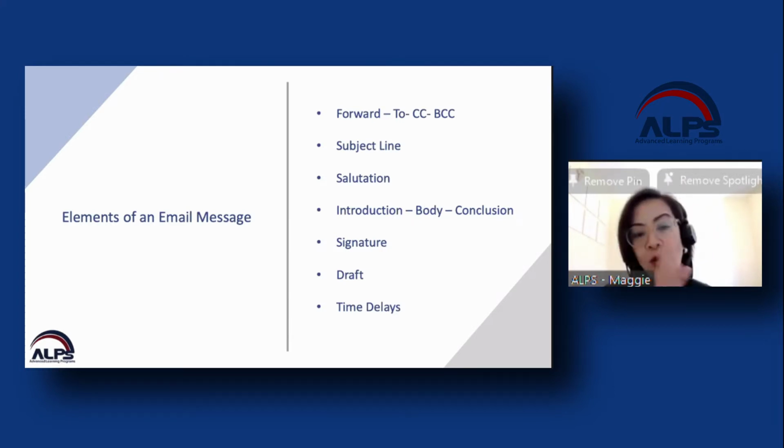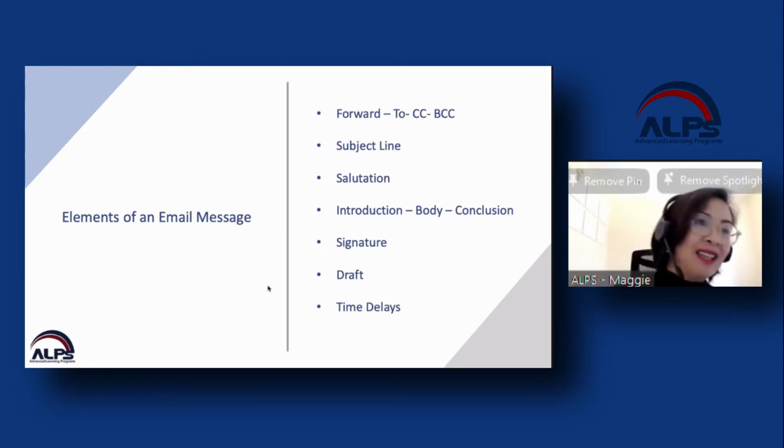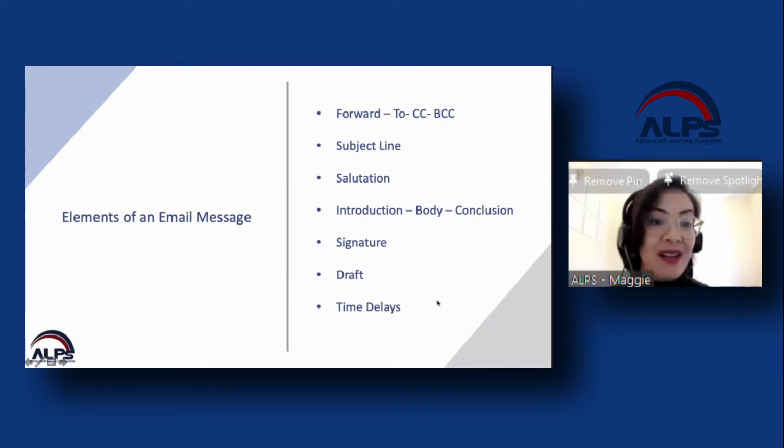In the body, there's also a structure. So you have the introduction. This is the body of the message already. So you have the introduction, the body, and then the conclusion. All emails should have a signature. Best if you can actually have a draft of your email first, or the message first, before you send it out. And lastly, what are the time delays?